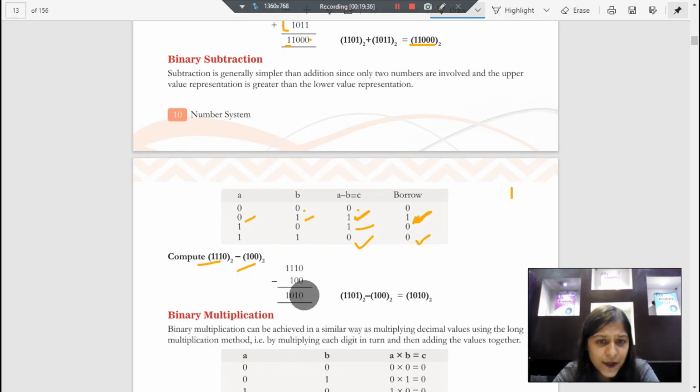So 0 minus 0 is, children, 0. There is no borrowing. 1 minus 0 is 1. 1 minus 1 is 0, and we have simply 1 here. That's it. So this way we have solved, right?